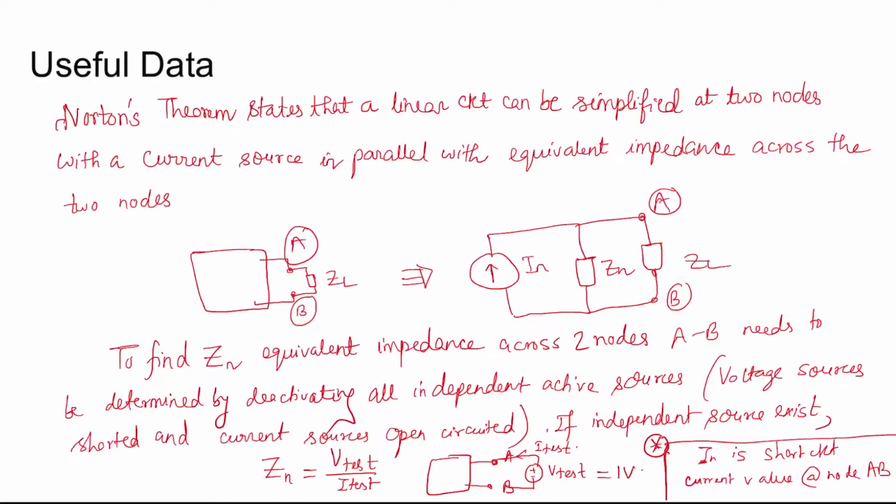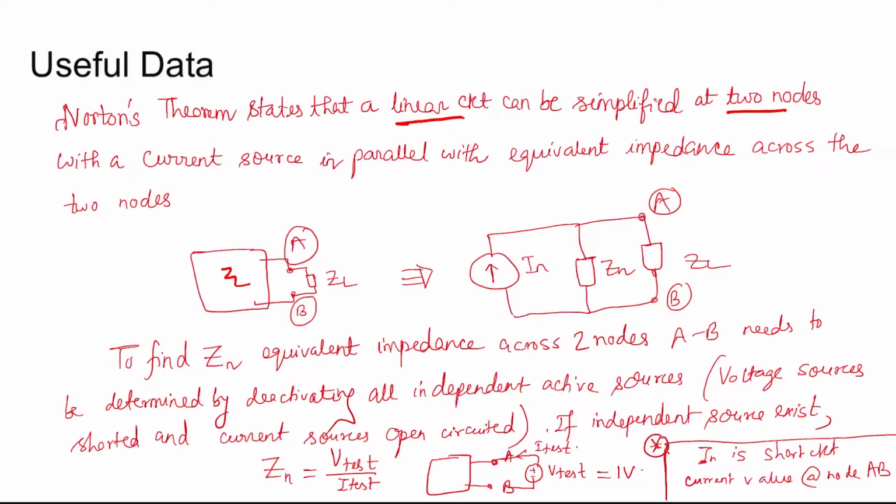For useful data, you need to know that Norton's theorem can linearize a circuit. Norton's theorem can simplify a linear circuit across two nodes with a simple current source connected in parallel with its equivalent impedance, and in parallel with the two nodes across which the load is connected. So if you have a complex circuit like this and then you have two nodes A and B across which the load is connected, then the whole circuit can be simplified with an equivalent circuit which has a Norton current source in parallel with the equivalent impedance of this complex circuit in parallel with the two nodes.